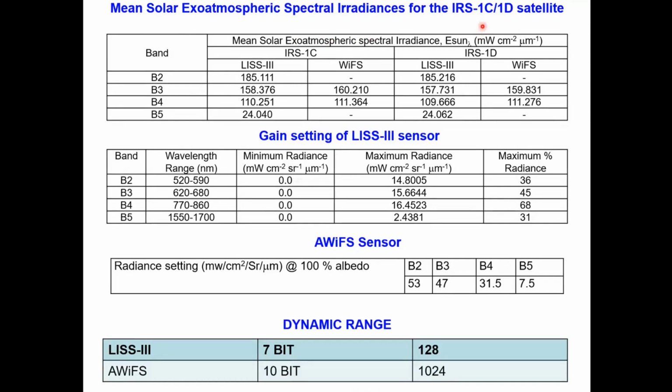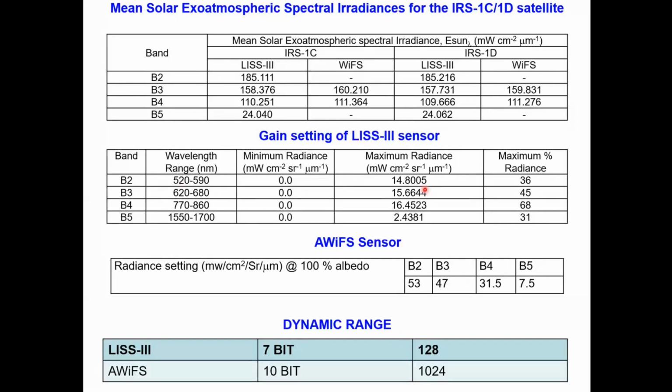So now we are talking about another sensor, which is the IRS-1C and 1D satellite, and it has at least 3 WiFS. It has different spectral bands 2, 3, 4, 5. If you really look into these sensors, what I wanted to show you is how much incoming solar radiation there is. You can see here the incoming solar radiation in LISS-3 in band 2 is 185 milliwatt per centimeter per steradian per micron, but its saturation is 14.